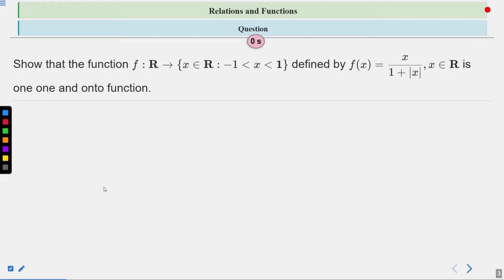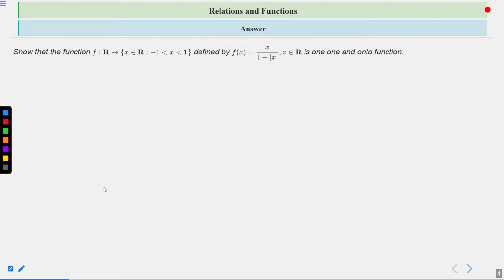Okay, let us move to the solution part. We are given a function f, which we have discussed already, from R to (-1, 1), defined by f(x) = x upon 1 plus absolute value of x, where x belongs to R. We basically have to show that the given function is one-one and onto.